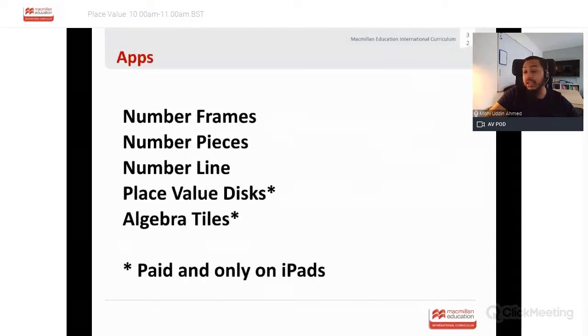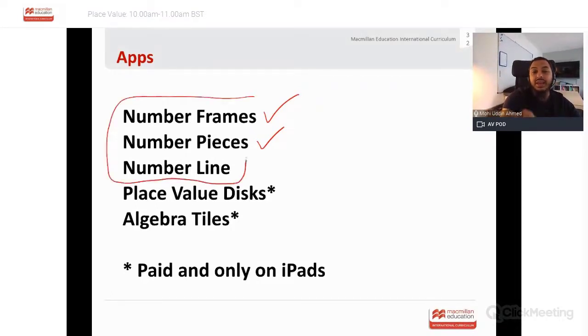The apps that I used today, I used number frames and number pieces. I didn't use number lines, but they are from the same company. It's not a company, it's a charity. It's an American charity. They have something like 8 or 9 free apps online. So you can use them on your browser like I did, or you can download them from the Chrome app store if you use Chrome, or even on your iPad store. They're all free, which is brilliant.